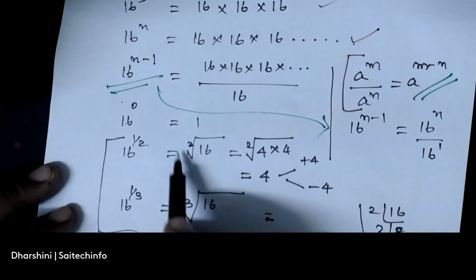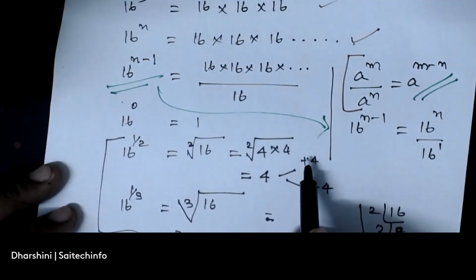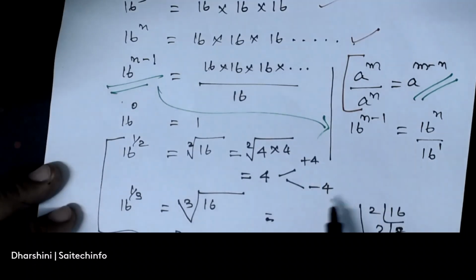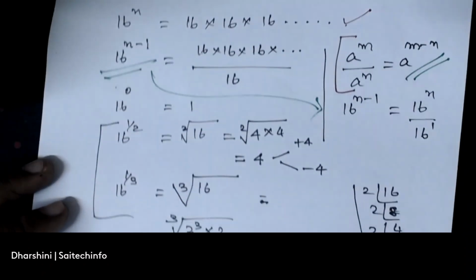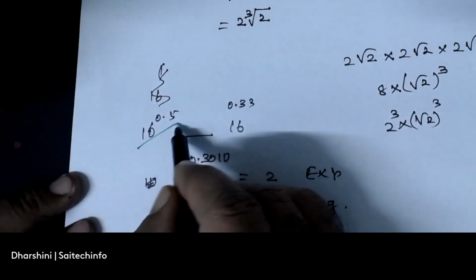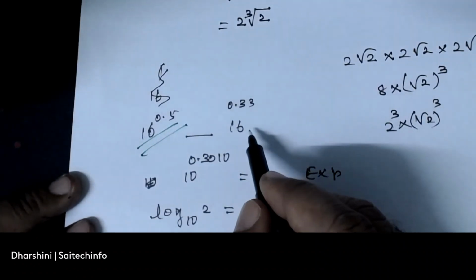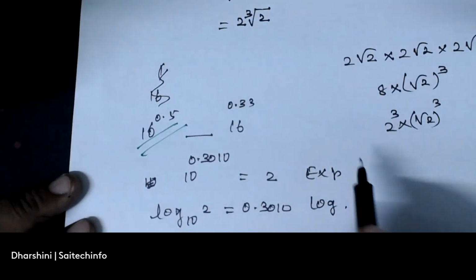16 power half is nothing but square root of 16, that is 4, plus or minus 4. 16 power 1 by 3 is nothing but the cube root of 16. You can further factorize and get it. And similarly, 16 power 0.5 means 16 power 1 by 2, that is nothing but square root of 16.